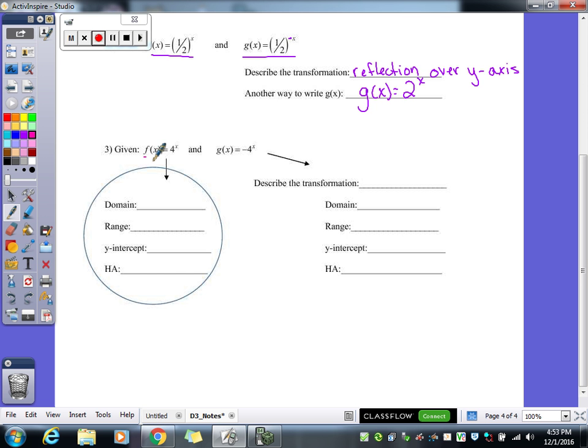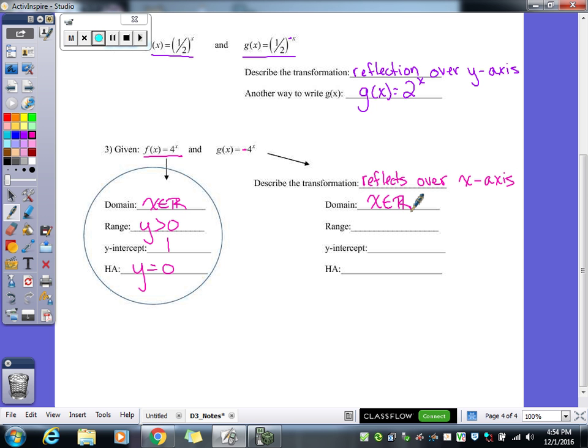Okay, and our last one, since this is a basic exponential function, our domain is everything, our range is greater than 0, y-intercept is 1, horizontal asymptote is y equals 0. Again, you can put that in your calculator. This time, the negative is all the way out in front. So it reflects over your x-axis this time. So you can take a look at it in your calculator. Go ahead and type that in.